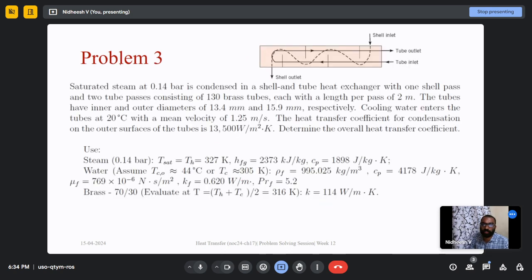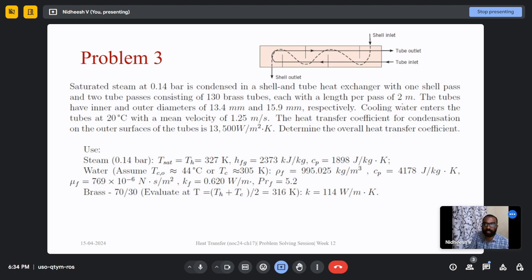Here is the third problem for today. Let me read out the problem statement. Saturated steam at 0.114 bar is condensed in a shell and tube heat exchanger with one shell pass and two tube passes consisting of 130 brass tubes, each with a length per pass of 2 meters. The tubes have inner and outer diameters of 13.4 millimeters and 15.9 millimeters respectively.